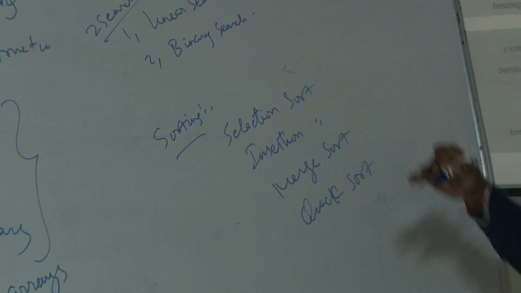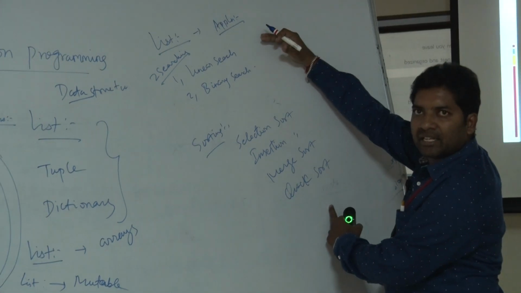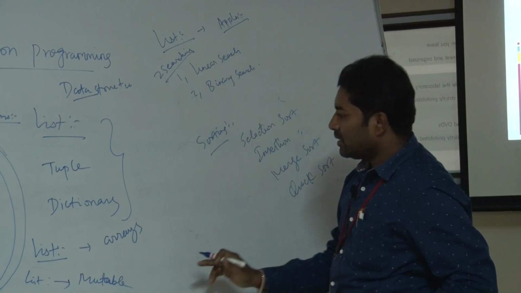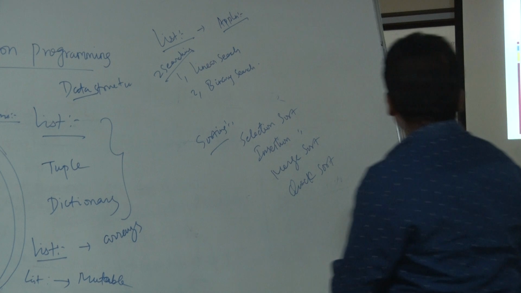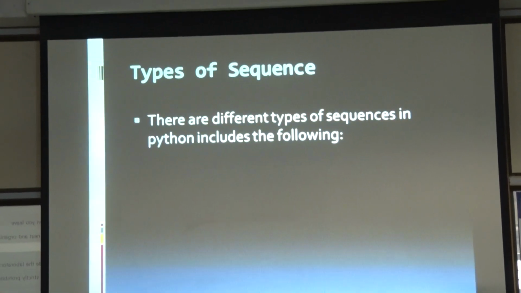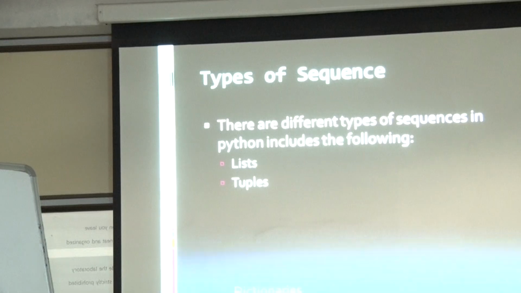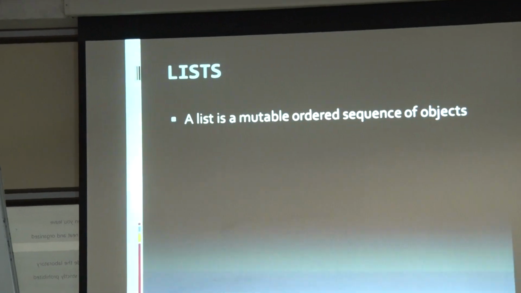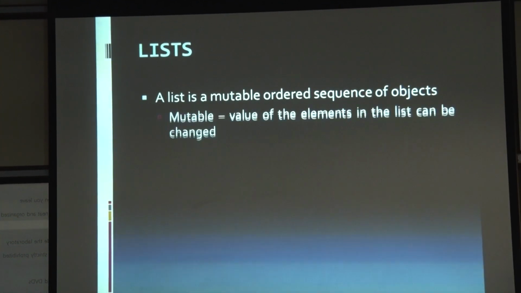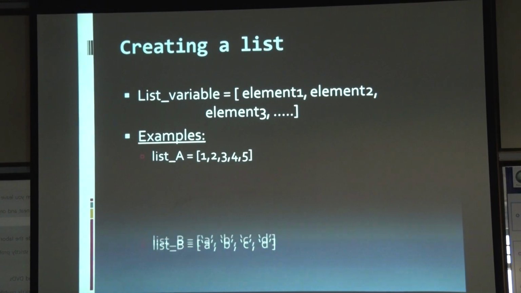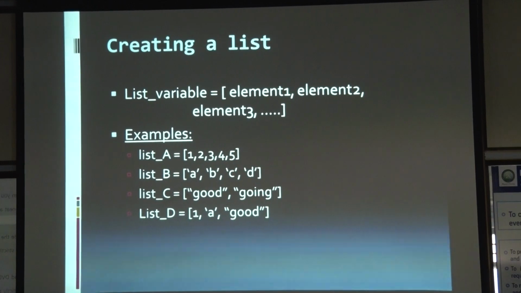So these are all the known applications using list. In list, I told that it's a mutable thing, so the values can get changed. It is called a versatile data type, that is, we can change the list after it has been declared. So here is an example.